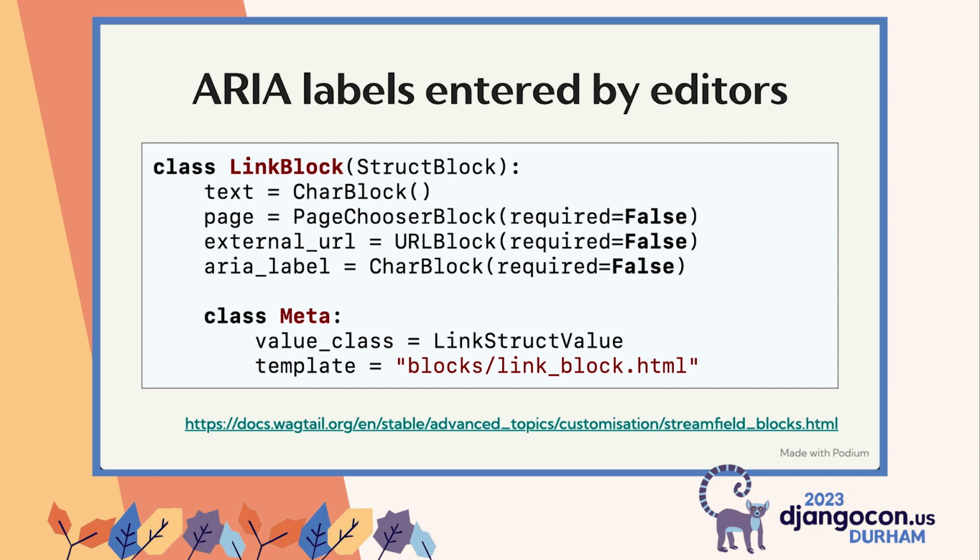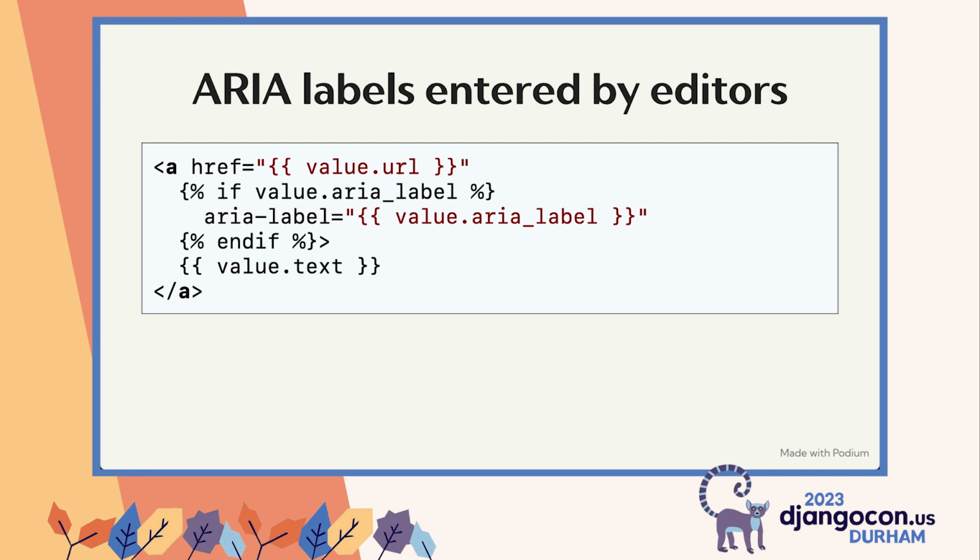I borrowed this example from the Wagtail docs page listed below, and it's got a required child block for the text of your link, and it's got optional child blocks for either choosing an internal page or entering an external URL. You might also want to consider options for linking to a document in Wagtail's document library, email links, or anchor links. These link blocks could get pretty fancy with all of that stuff included. I've also added an ARIA label child block where editors can enter that if their link warrants it. Then in our linkblock.html template, we can conditionally output the ARIA label attribute if that field has been populated.